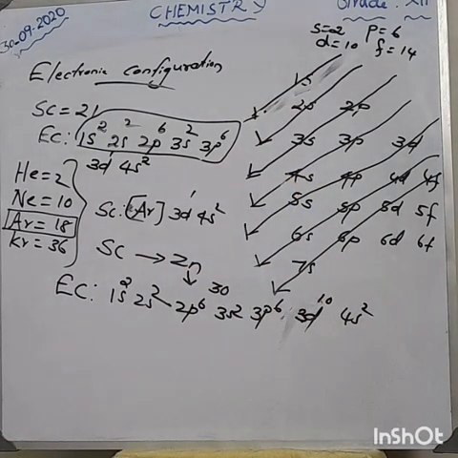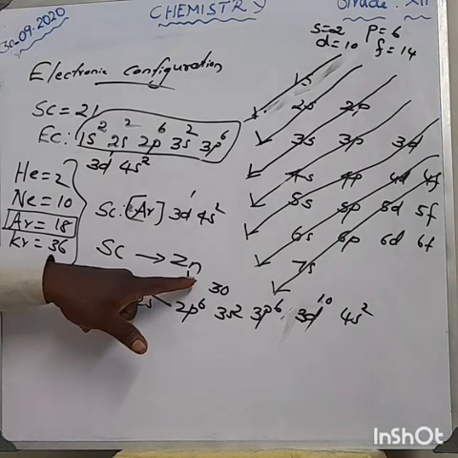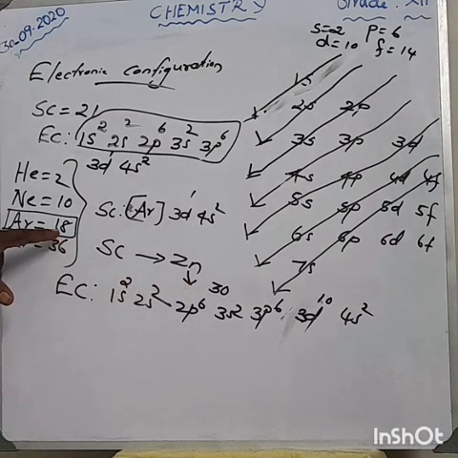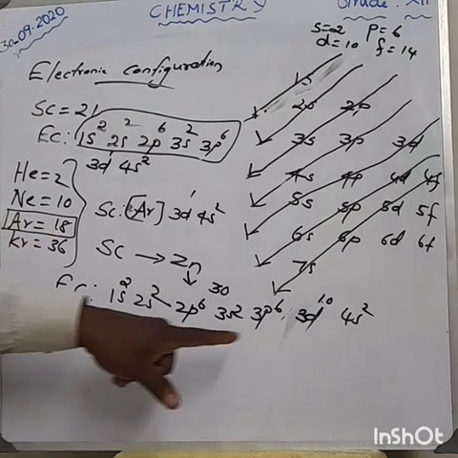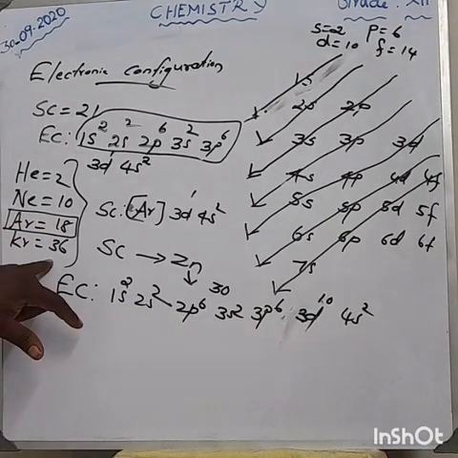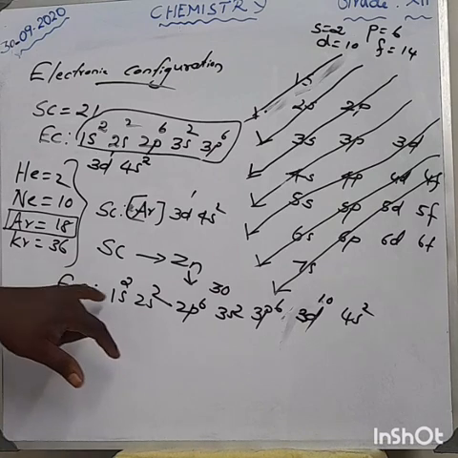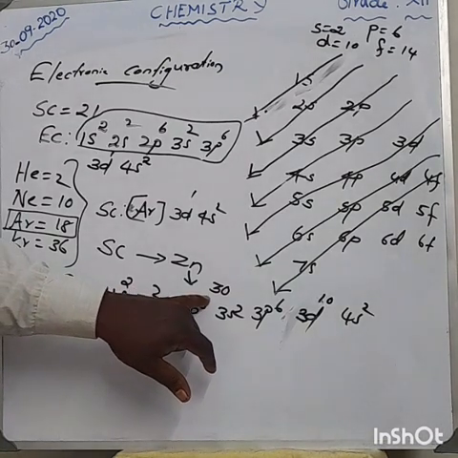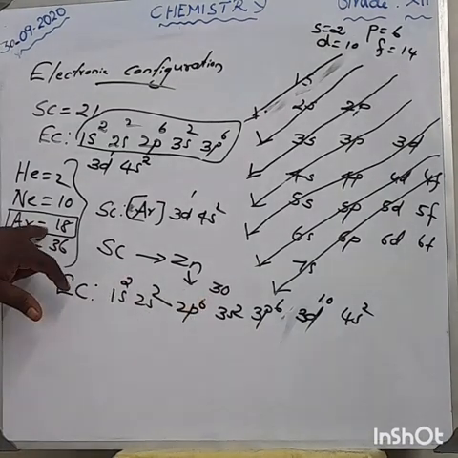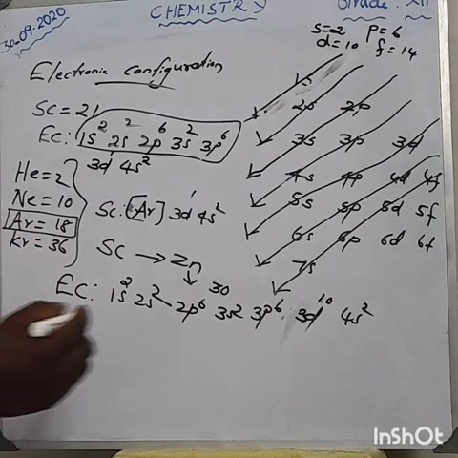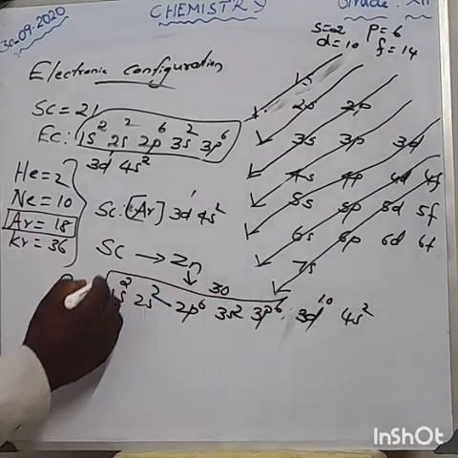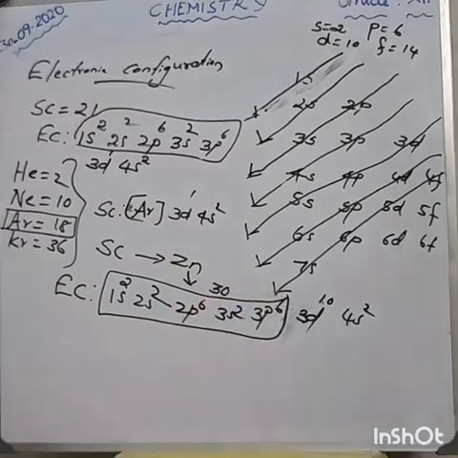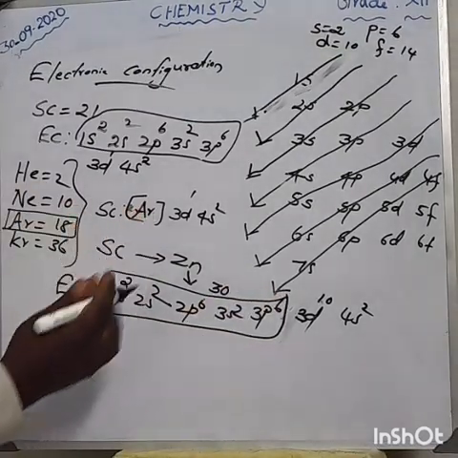The atomic number of zinc is 30. The nearest noble gas is not krypton. The nearest is which one? Argon. Krypton means we need more than that. 36 is krypton, but zinc's atomic number is 30. So the nearest is argon. So for writing this configuration, it can be minimized, cut short.